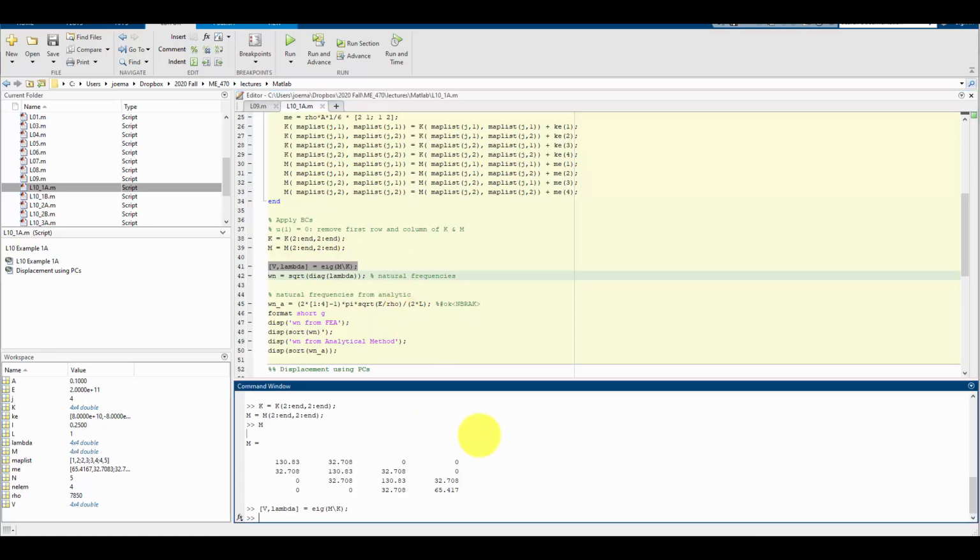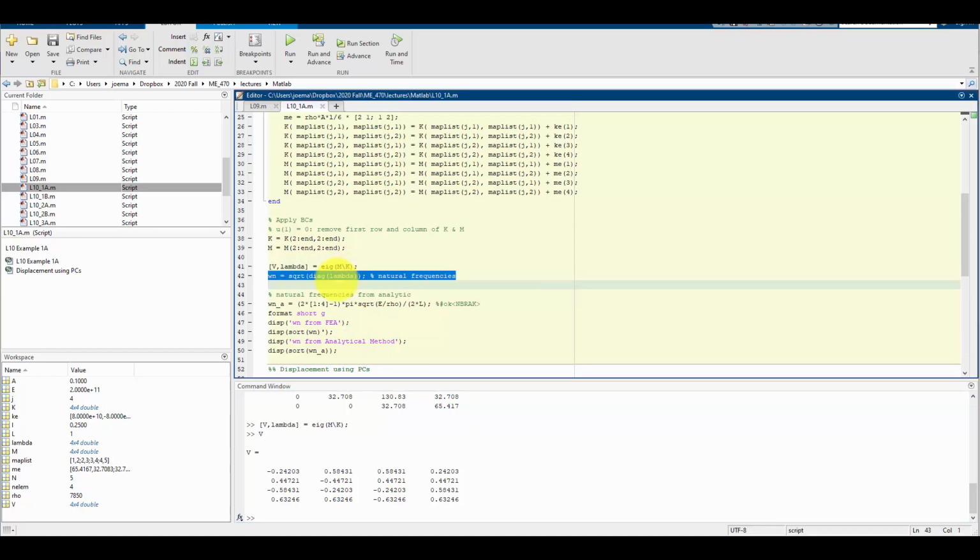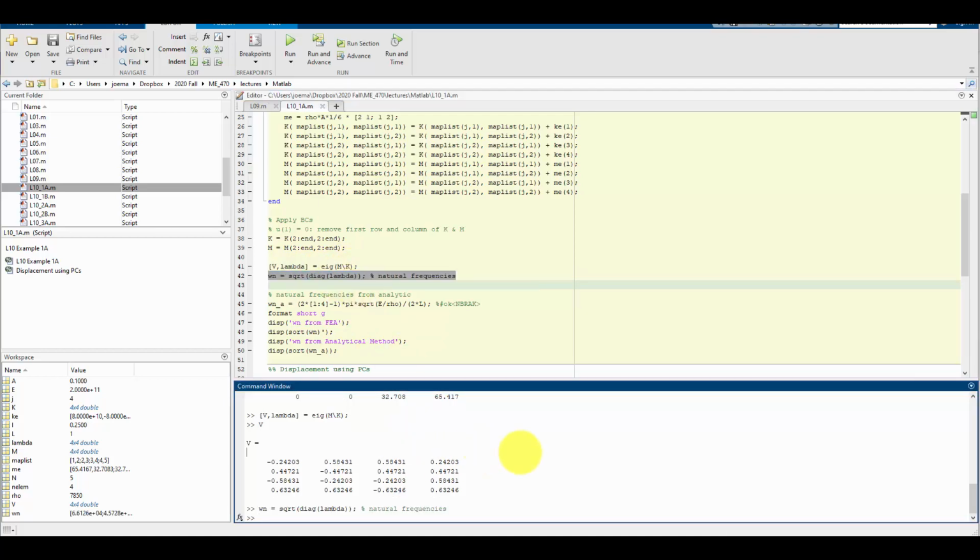So for here, it's now a 4 degree of freedom system, so I am going to get 4 mode shapes, and I'm going to get 4 natural frequencies. And if we see here, taking the square root of my eigenvalues, these are the 4 natural frequencies. They're not sorted yet. I'll do that in a second.